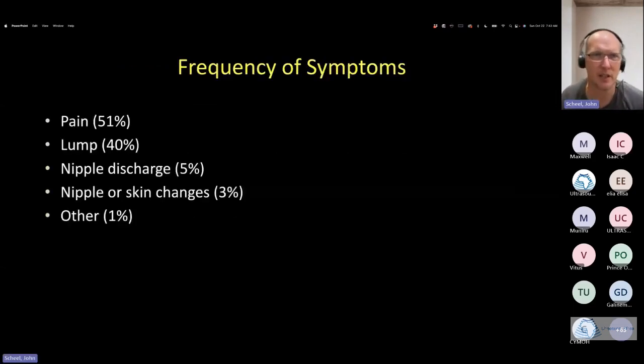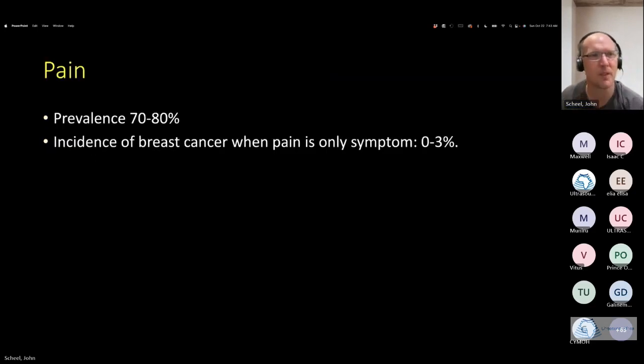So typically for symptoms, most women present with pain, followed by lump, and nipple discharge and skin changes are relatively uncommon. The prevalence of pain in a population for breast pain is between 70 to 80%, so it is very common.